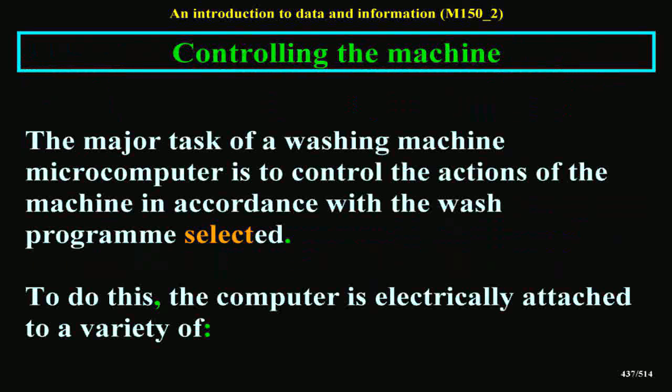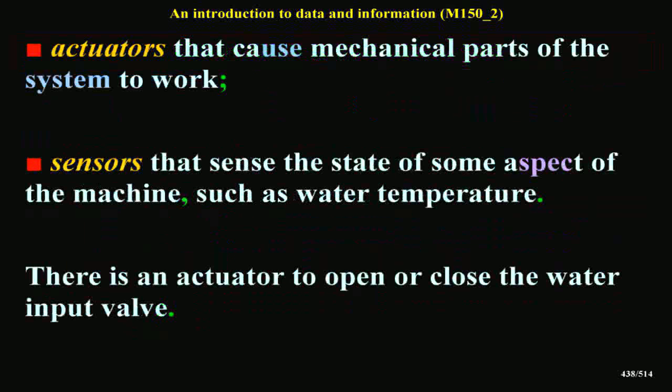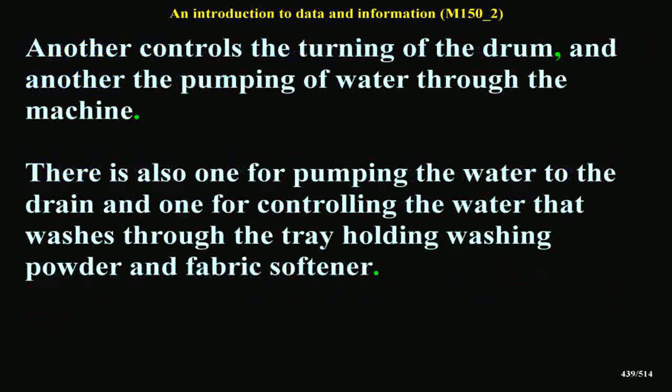Controlling the machine. The major task of a washing machine microcomputer is to control the actions of the machine in accordance with the wash program selected. To do this, the computer is electrically attached to a variety of actuators that cause mechanical parts of the system to work, and sensors that sense the state of some aspect of the machine, such as water temperature. There is an actuator to open or close the water input valve. Another controls the turning of the drum, and another the pumping of water through the machine. There is also one for pumping the water to the drain and one for controlling the water that washes through the tray holding washing powder and fabric softener.